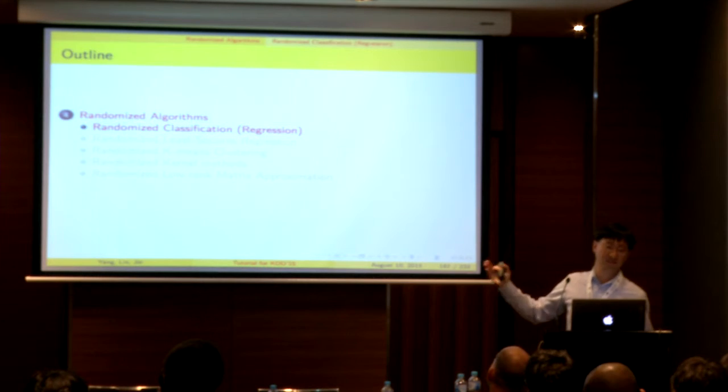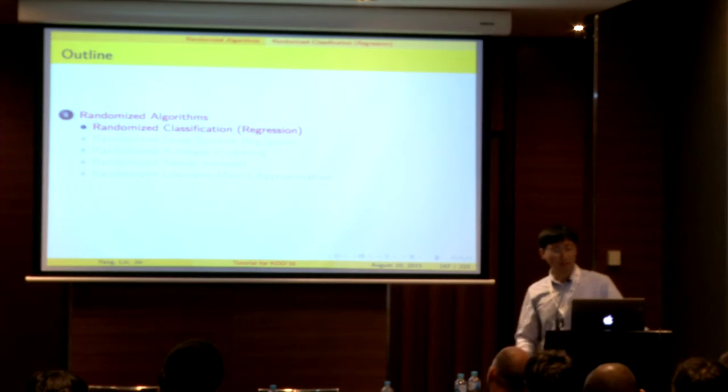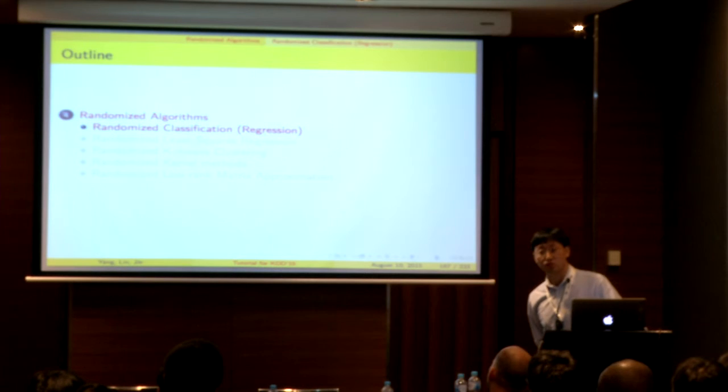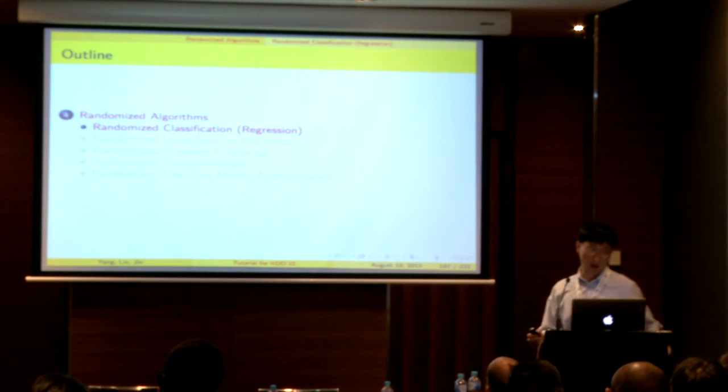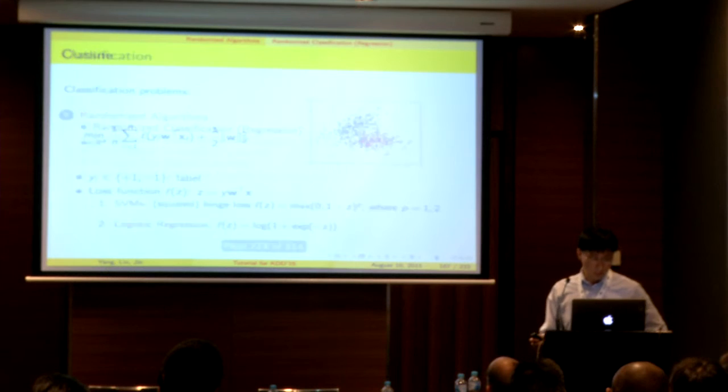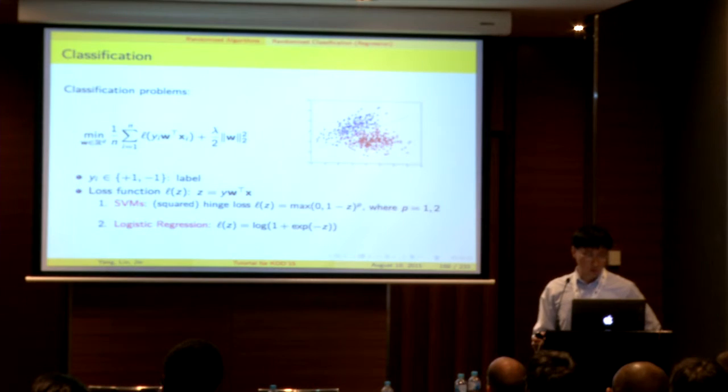For example, classification, regression, for example least square regression, k-means clustering, kernel methods, and lastly the randomized algorithm for singular value decomposition. If you want to compute the top-k singular value decomposition, the randomized algorithm can help us do that. So let's first talk about the randomized classification algorithm.